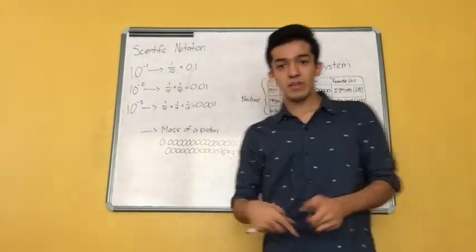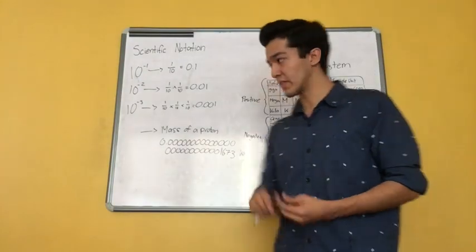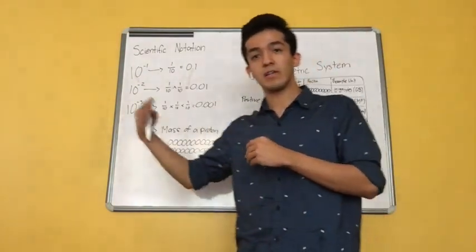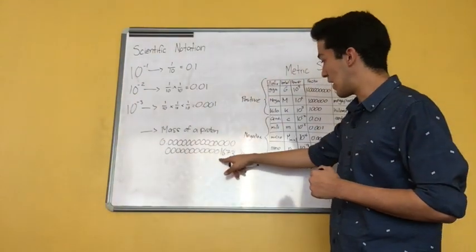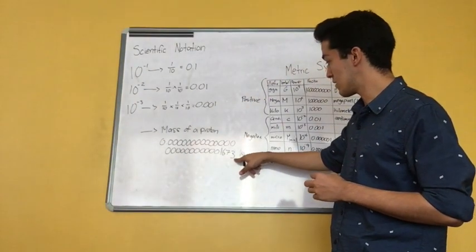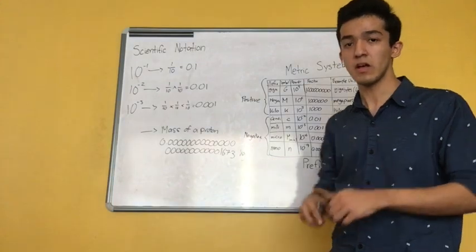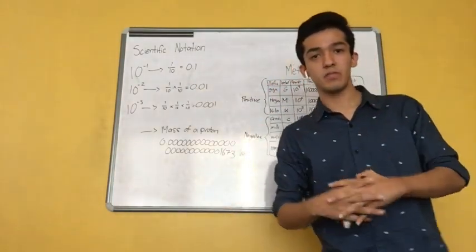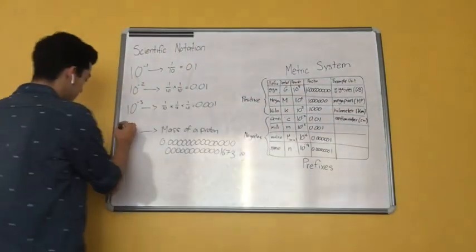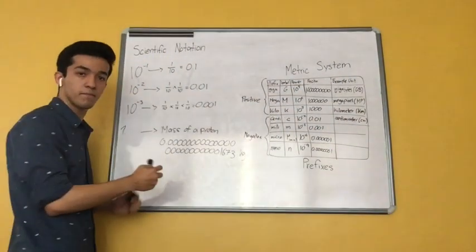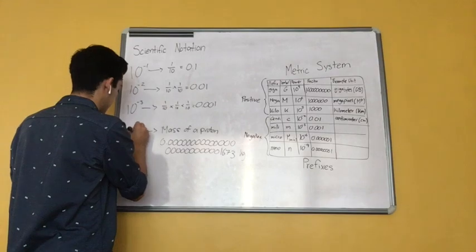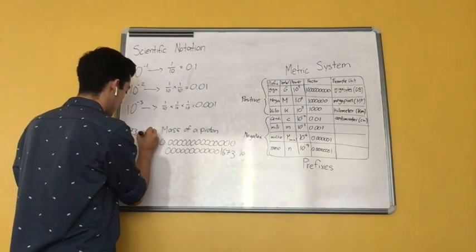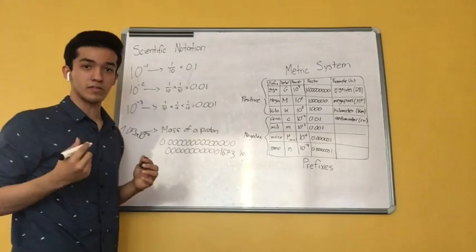One example of this is the mass of a proton. The mass of a proton is 0, then 26 zeros and following, 1673 kilograms. So how will we put this into a simplified version? Easily, we have to put 1.673 times 10 to the minus 27.